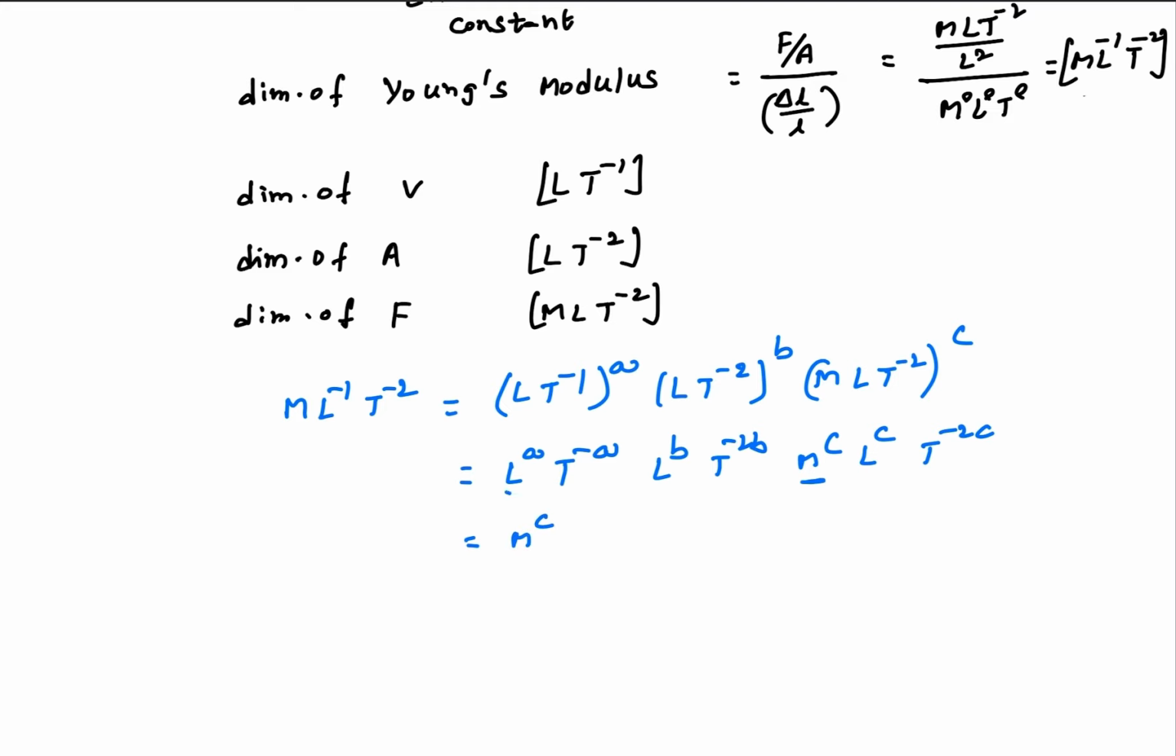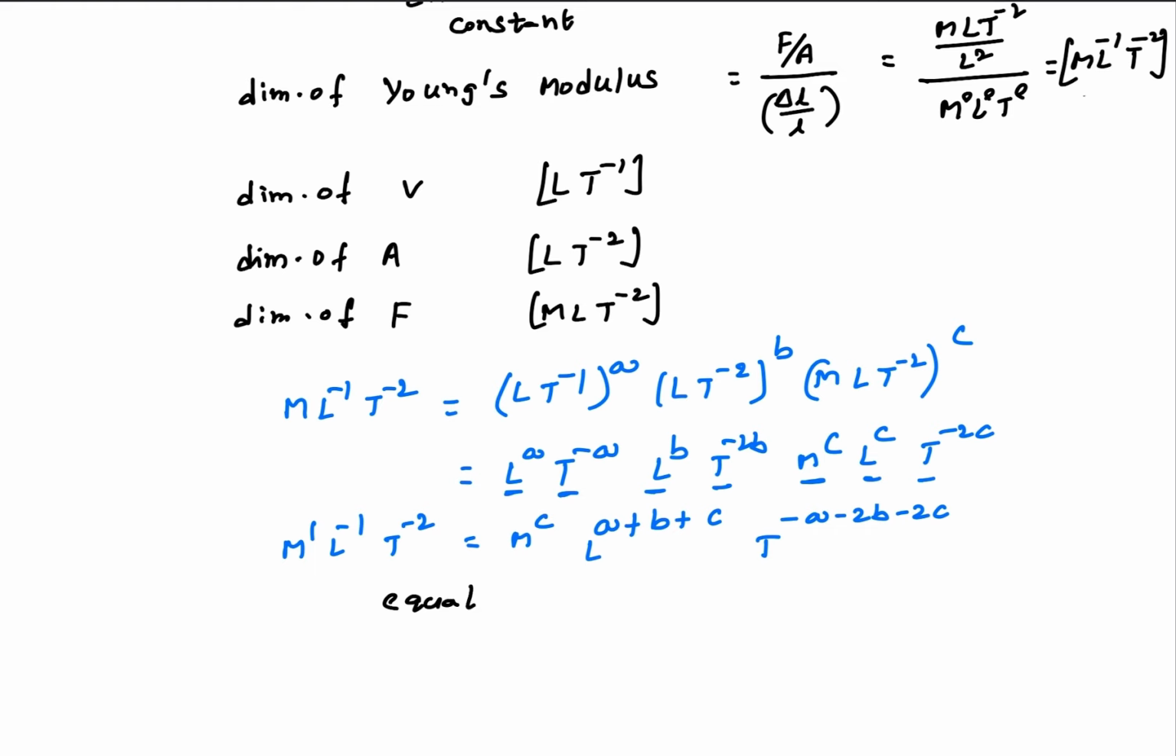You can see how many M powers there are: M^c, only one M power. Next, the L powers: L^a, L^b, L^c, so L^(a+b+c). Next, the T powers: T^(-a-2b-2c). The left side equation is M^1 L^-1 T^-2.